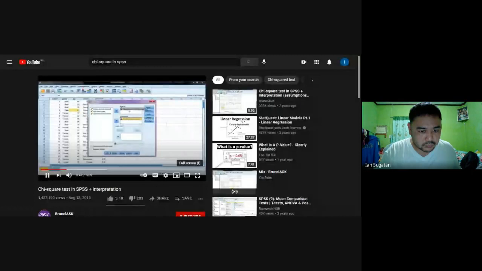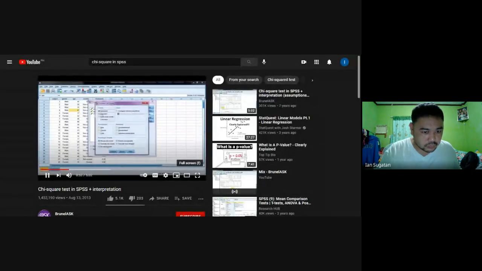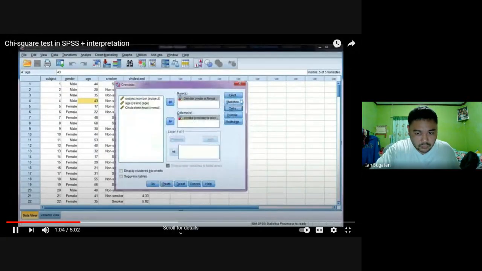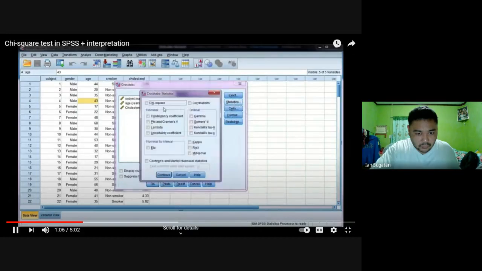We're going to go to cells, and I want to show you the expected count. I briefly mentioned this in the video on crosstabs. We're going to look at this in a bit more detail. I'm not going to use any percentages this time. And go ahead and click continue. We go to statistics. We're going to take the chi-squared option.